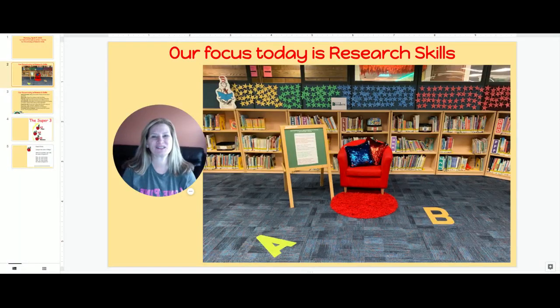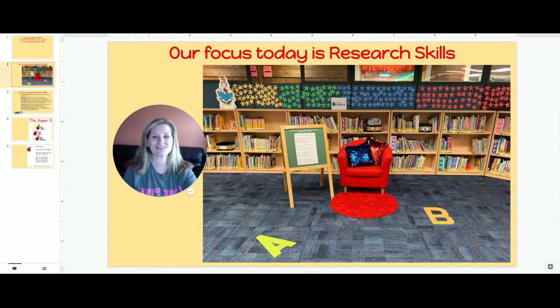I wanted to share this picture of our library with you. I miss school so much, and I bet you probably do too. So just the fact that I had a few pictures on my computer of our school setting in our library, it just makes me feel really good when I see it.